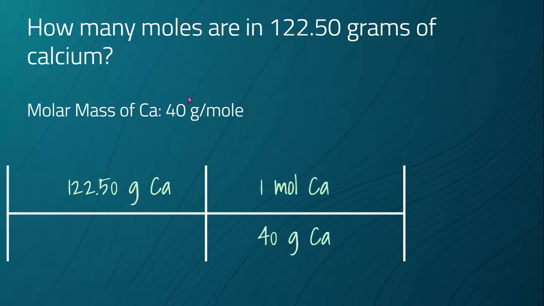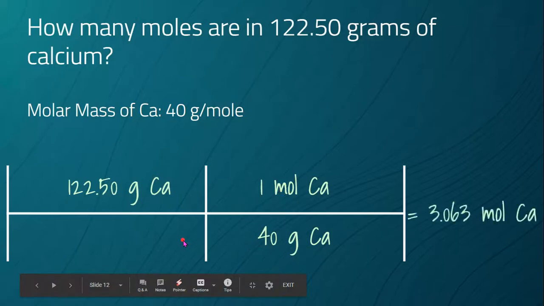So I took that conversion factor we used in the last type of problem, and this time I flipped it. Grams on the bottom, moles on the top, so that the grams of calcium cancel out, and I'm left with moles. So now I can multiply across the top, divide by the bottom. 122.50 times 1 divided by 40 would get me an answer of 3.063 moles of calcium.